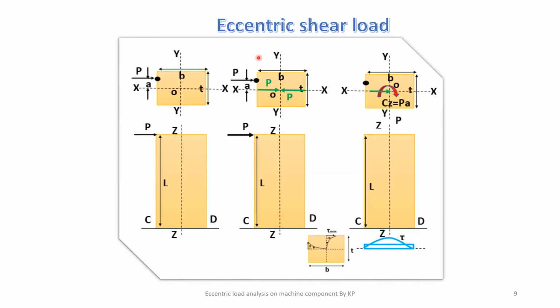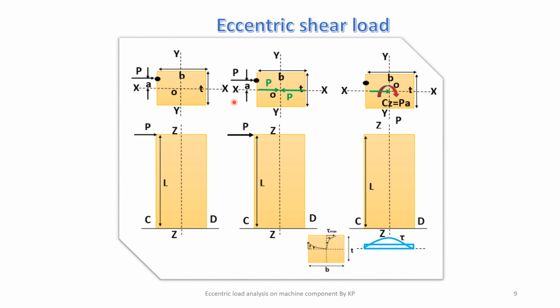So here let us find the effect of eccentric shear load on stress distribution at the cross section at points C and D. We have considered a machine element whose length is L and the cross section is a rectangle. The width of this cross section is B and the thickness is T. Let a load P be applied at this point, as shown in the diagram, at a distance A from the x axis. Because the load is not passing through the x axis, it is called an eccentric load. So first of all we have to consider this effect.